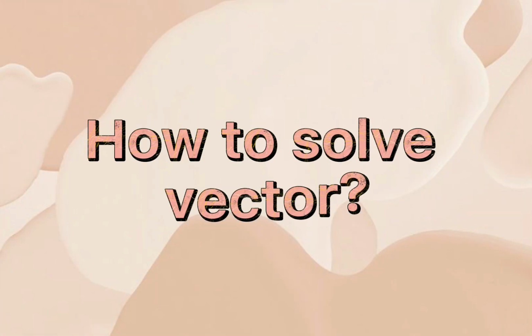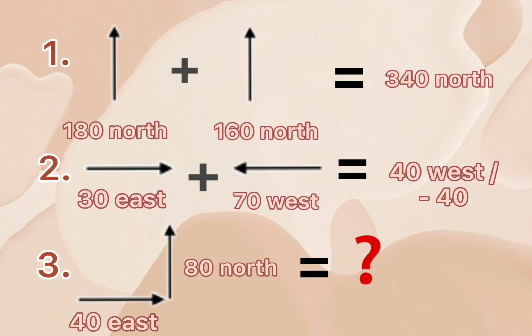How to solve a vector? To solve a vector, we need to add two different directions. Take note that south and west are negative, and north and east are positive. For example number 1, 180 north plus 160 north. They are both north, so the answer will be positive 340 north, or 340 north.